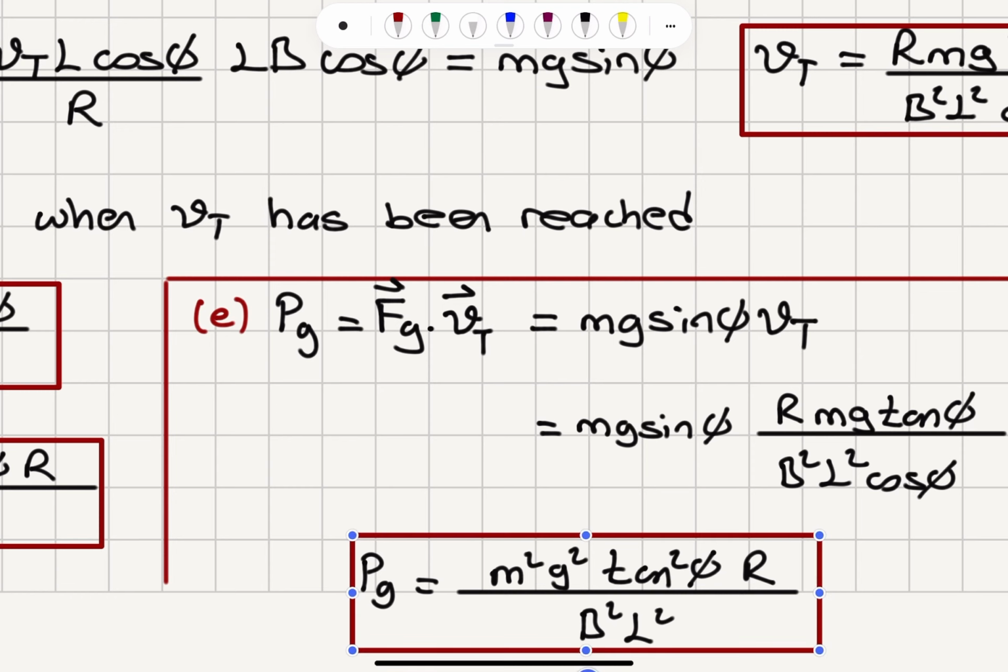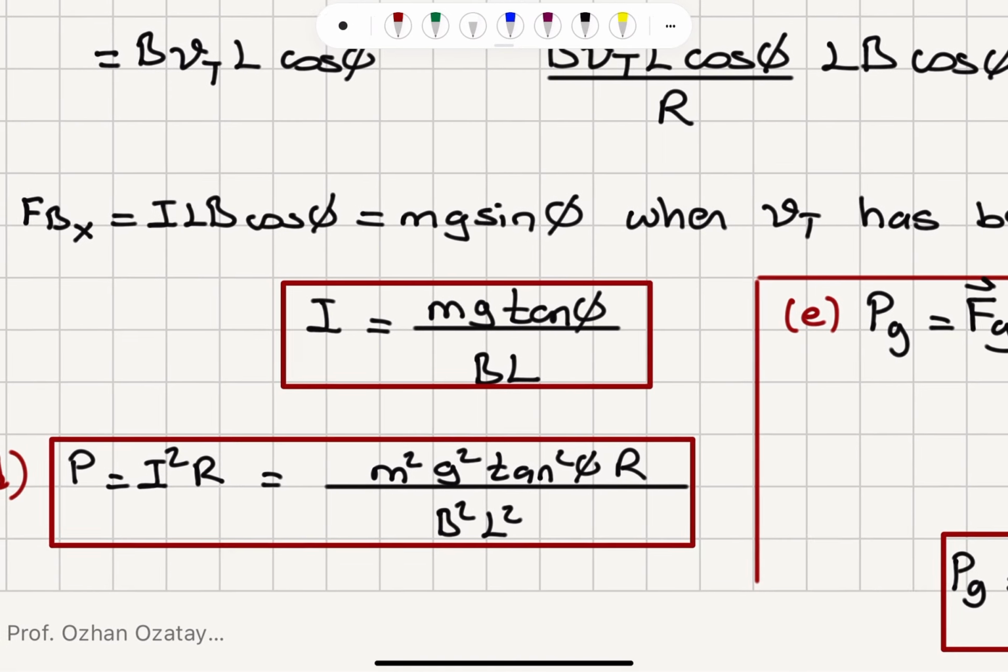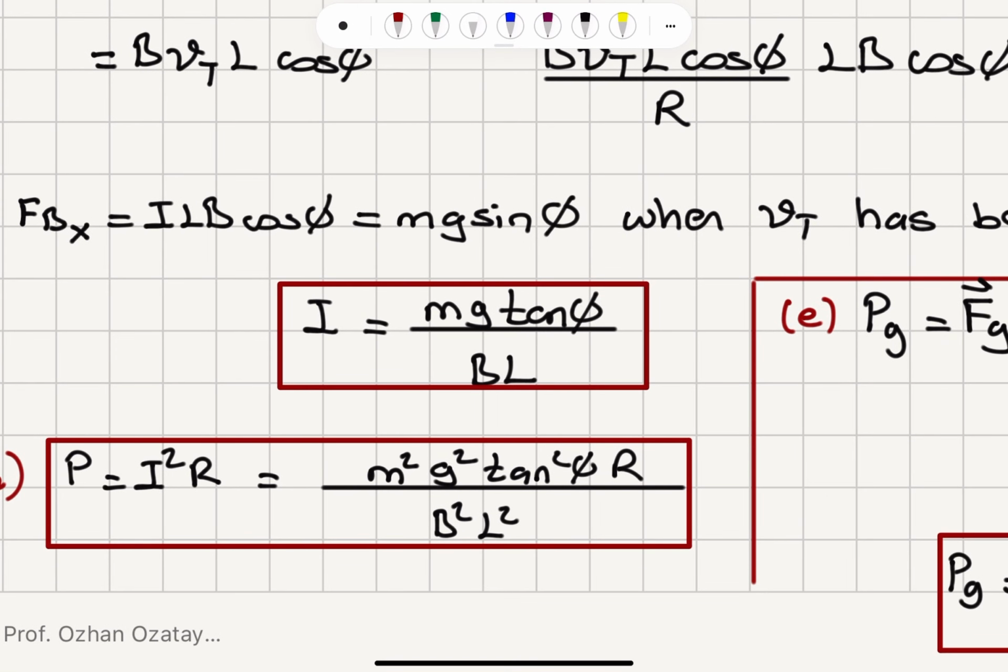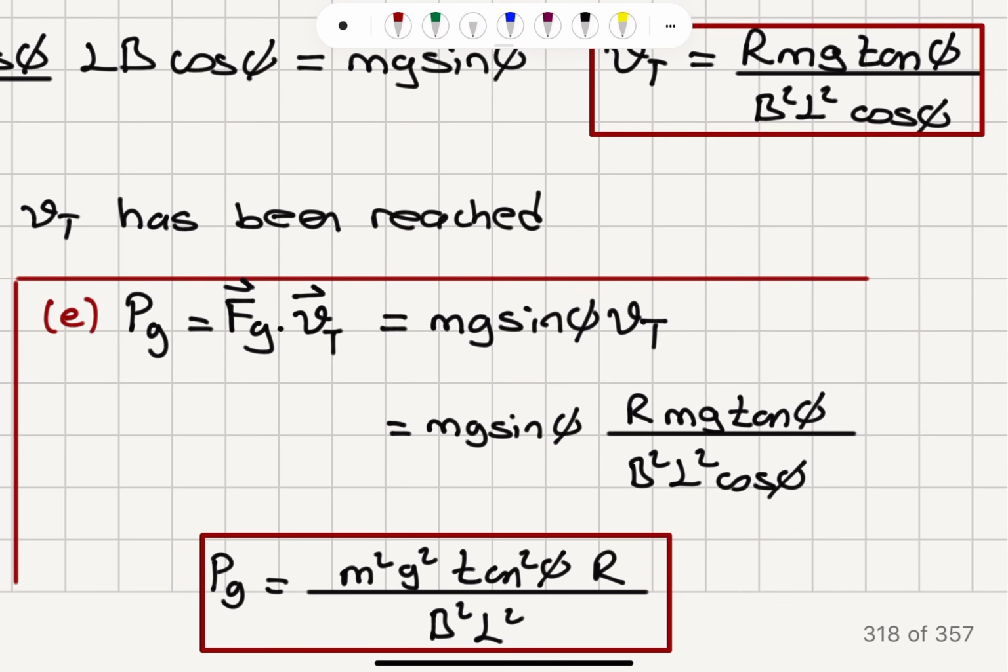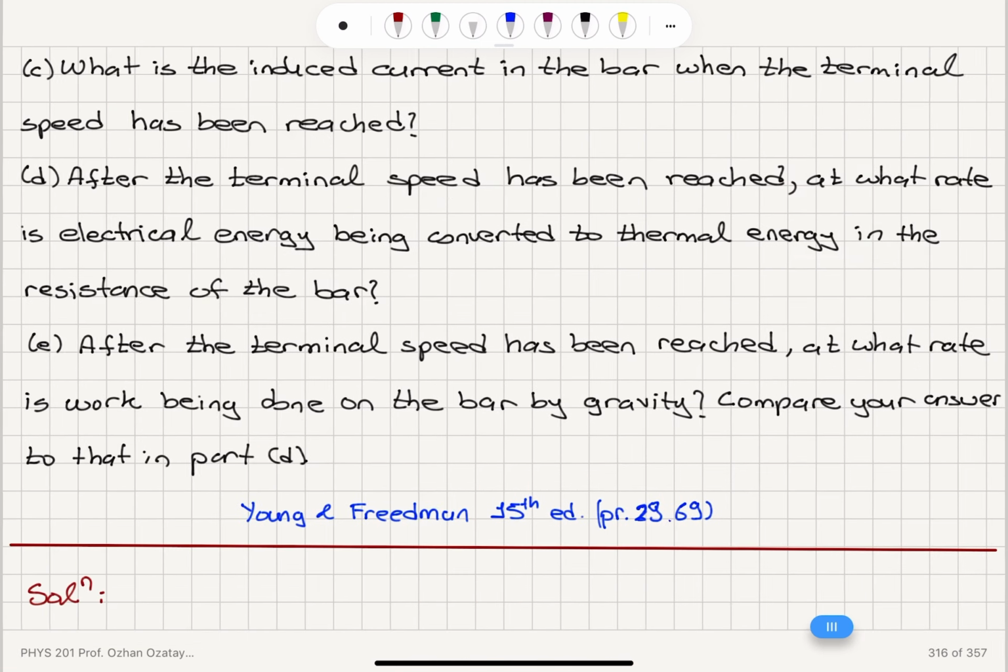That's the power. What was the power I have found in part D? M square g square tangent square phi R over B square L square. It's the same. So I noticed that the power due to gravitational force is the power that is consumed by the resistor. So that's the energy being converted to thermal energy in the resistor.